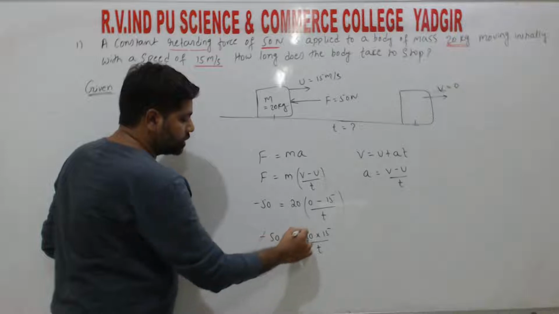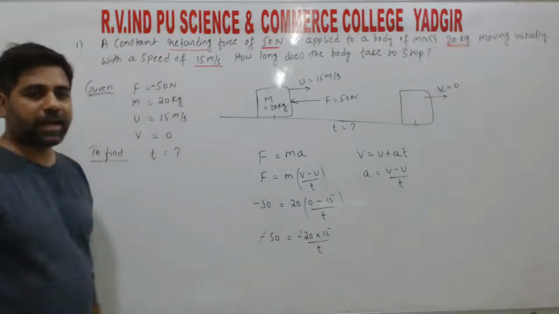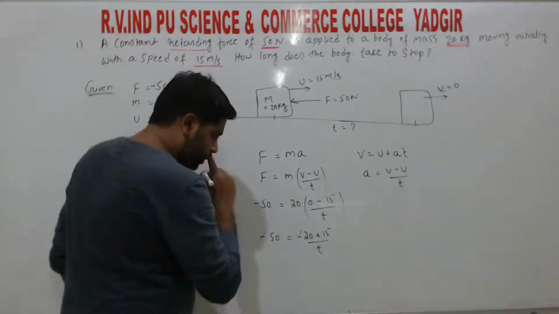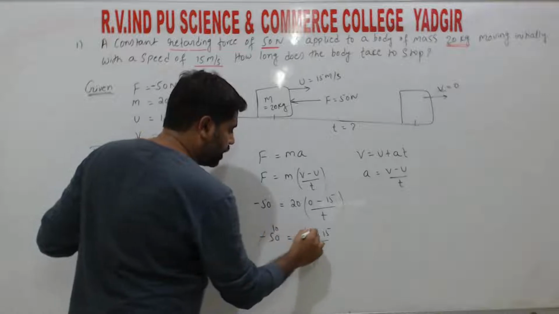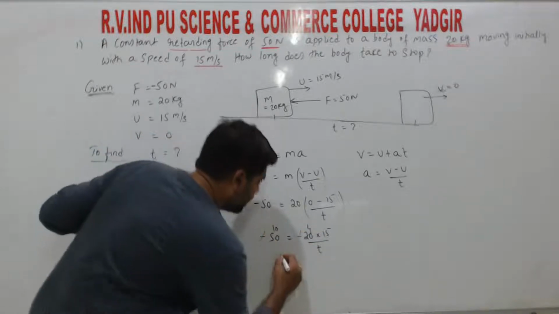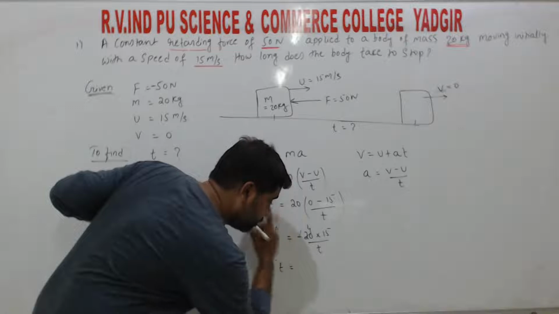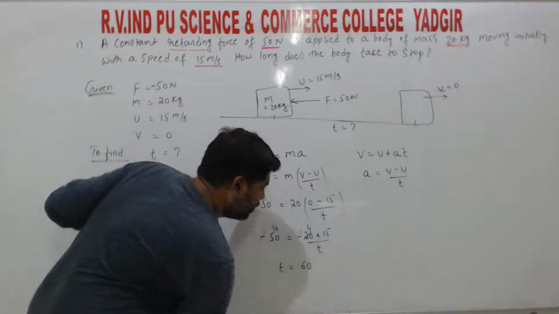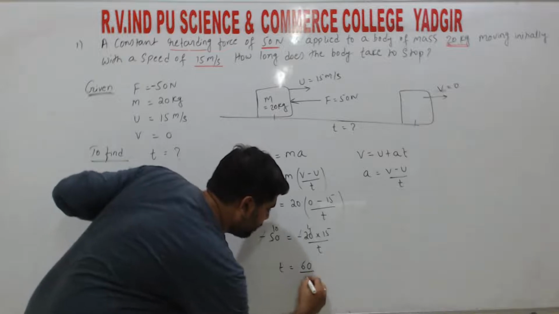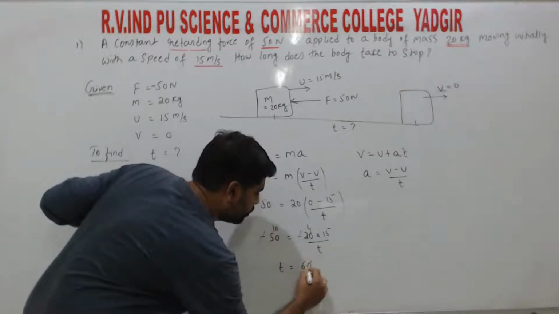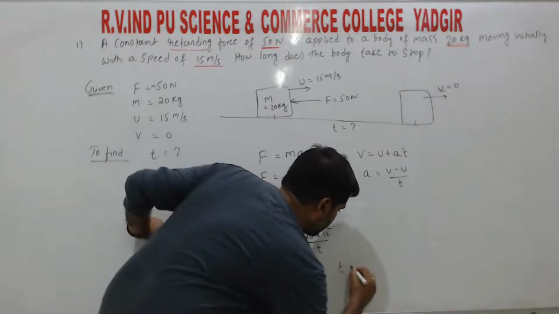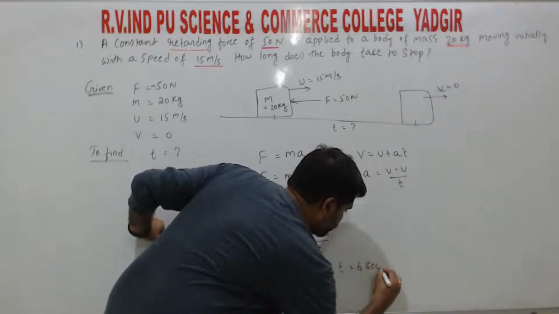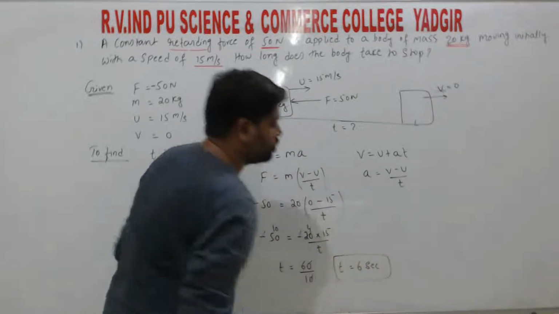So here minus and minus get cancels, right? So 5 tens are 50, 5 fours are 20, right? So t is equals to 15 fours are 60 divided by 10, right? So 10 ones are 10, six are, then time it takes to stop, that is t is equals to 6 seconds, right?